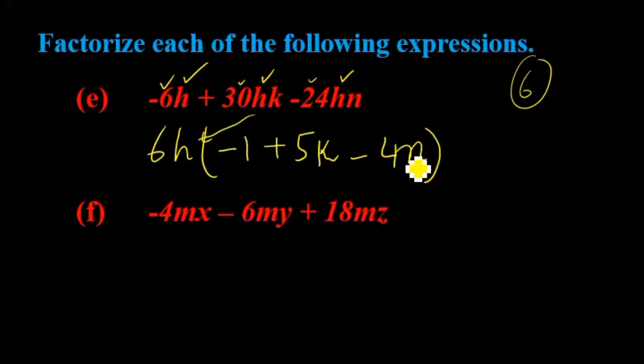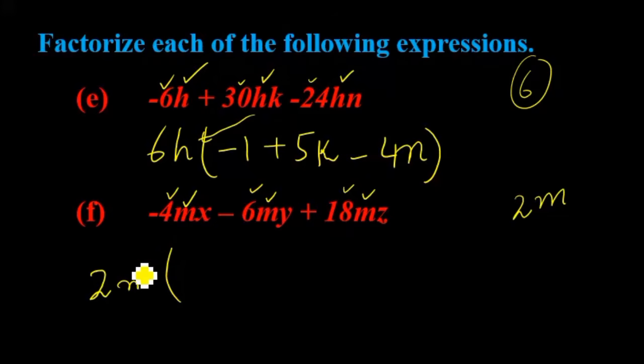Okay, what is common here? 4, 6 and 18 all come in the table of 2. And what are the variables common here? M. 2m we will take as common, as factorization. 2m. These are the factors. Okay, now how many 2s make 4? Minus 2, m is taken out, x is left. Minus 2 3s are 6, m is taken out, y is there. And minus 2 9s are 18, m is taken, and z is left there. So this is your answer.